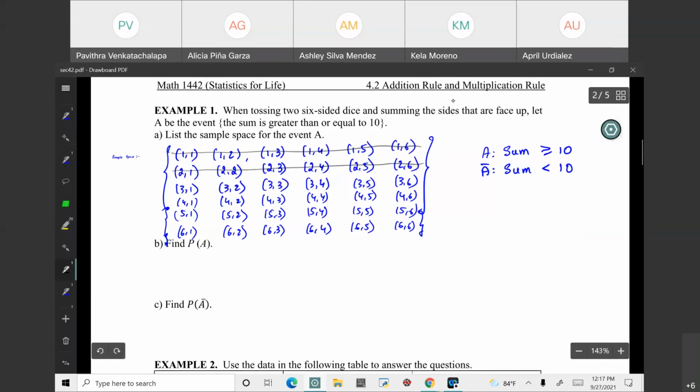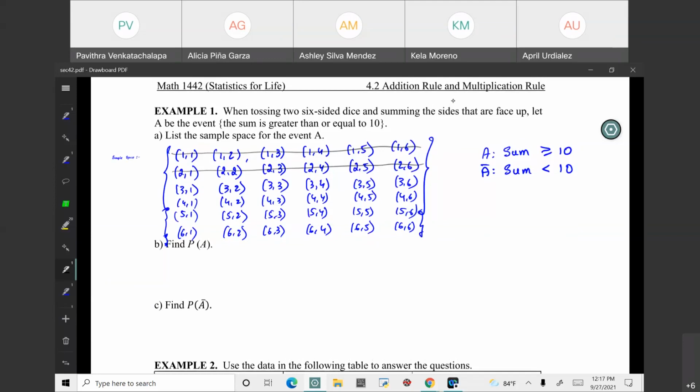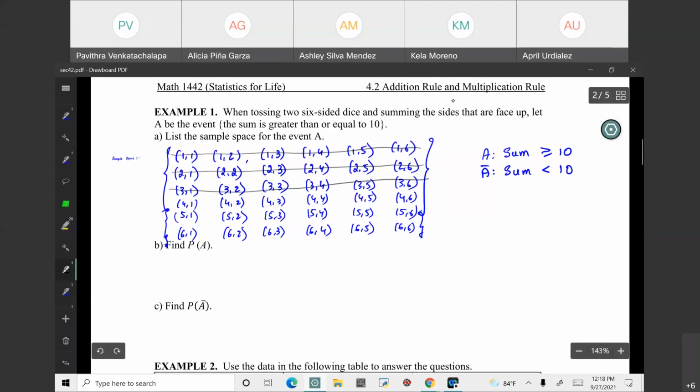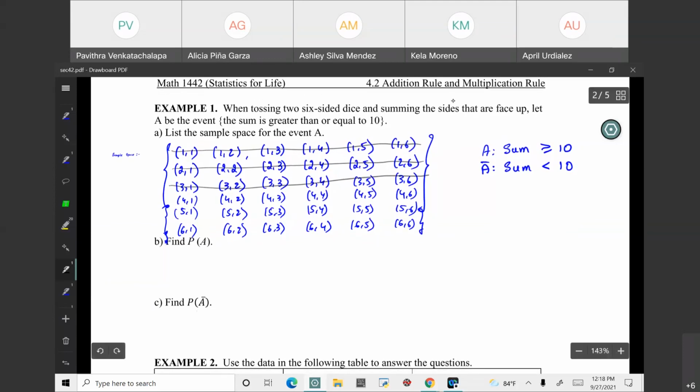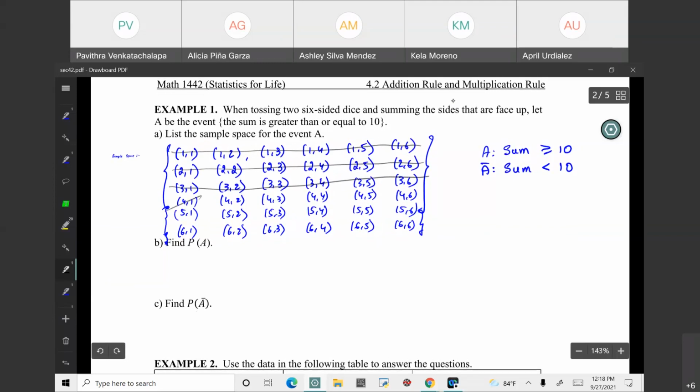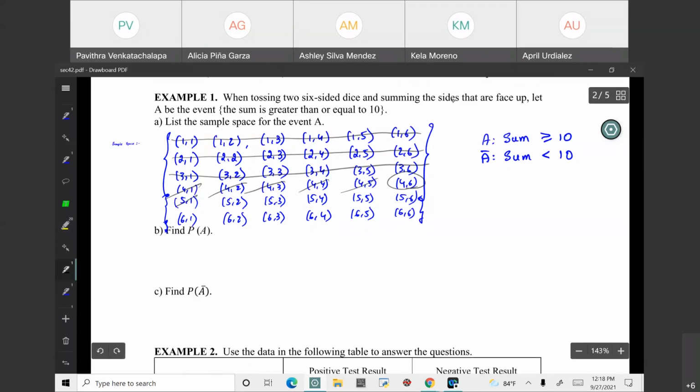Right? Next, third row. 6 plus 3 is 9. The highest number possible in that row is 9. Cannot be the event. 4 plus 6, yes, 10, right? But when you add 4 comma 1, I get 5. So not this number, 6, 7, 8, 9. This is the only number where I can get the sum to be equal to 10. Keep checking. 5 comma 1 is 6, 7, 8, 9, 10, and 11. Equal to or greater than 10.